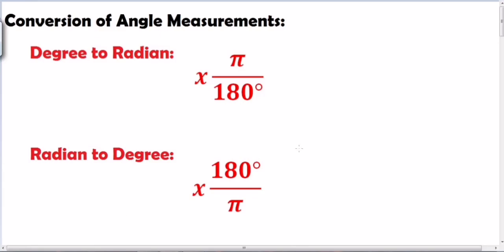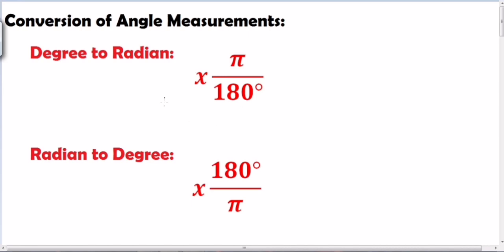Hi everyone! In this video, we will be discussing conversion of angle measurements. So, meron tayong dalawang angle measurement in terms of degree and in terms of radian. So, paano ba tayo nagko-convert ng degree to radian and radian to degree or vice versa?